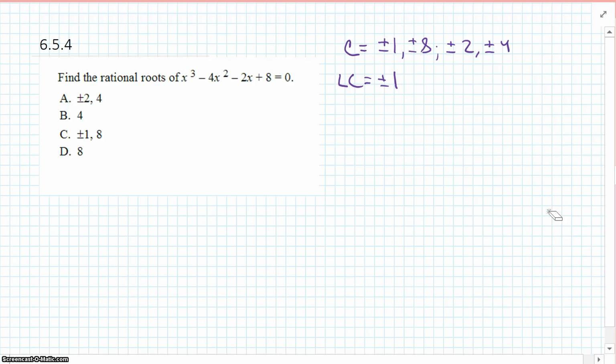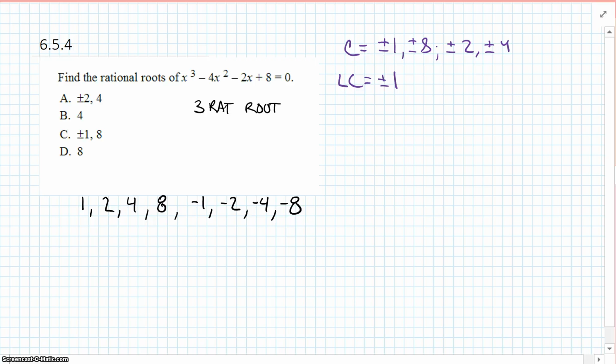The leading coefficient's 1. So we can list all of our possible factors. So it's going to be 1, 2, 4, 8, and then negative 1, negative 2, negative 4, negative 8. So we know right now we could have 3 rational roots or 1 rational root. If we have 3 rational roots, that means we have 0 irrational. If we have 1 rational root, it means we have 2 irrational.